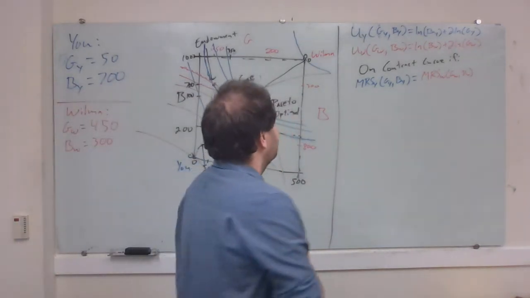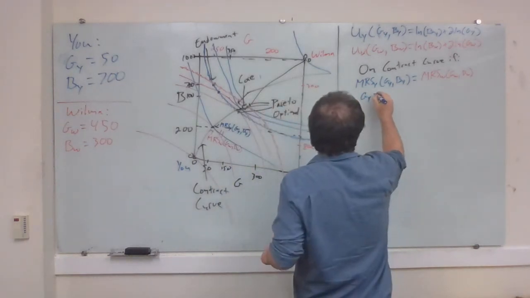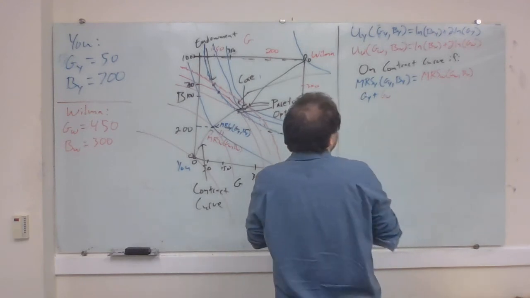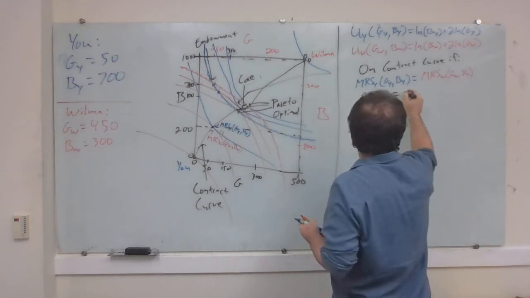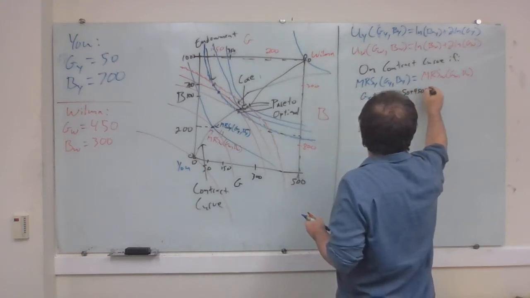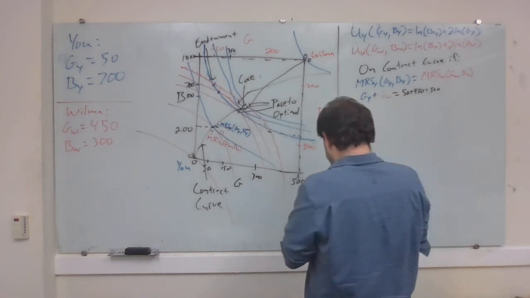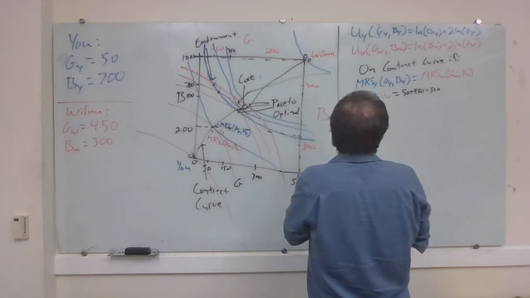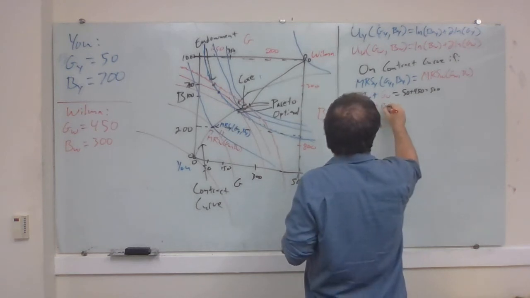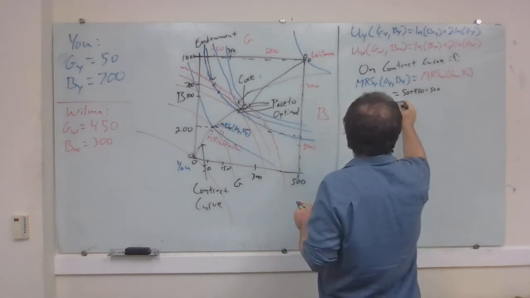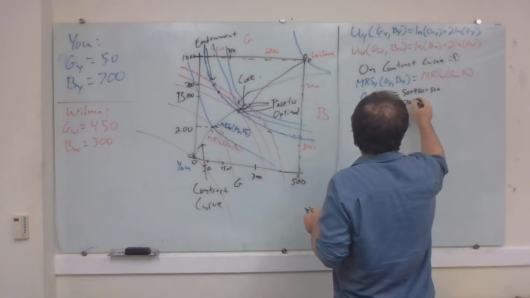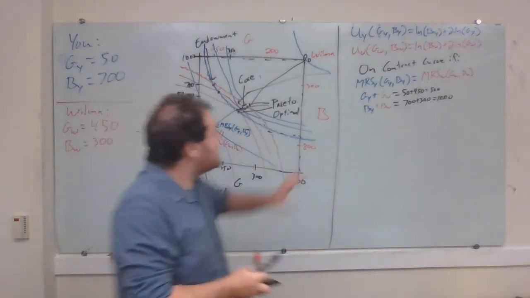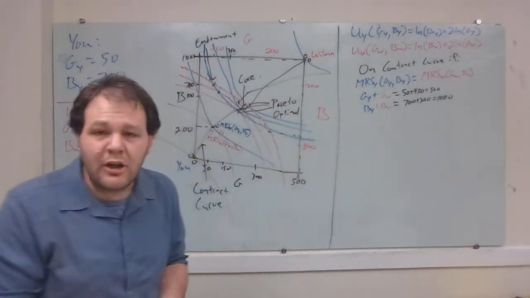So the other condition is going to have to be that GY plus GW, the total Gatorade, is going to equal all the Gatorade that exists. And then the same is true for Beefroni, BY plus BW also has to equal all the Beefroni that exists, which is going to be 700 plus 300 equals 1,000. This make sense? If we're satisfying these three conditions, then we've got to be on our contract curve.